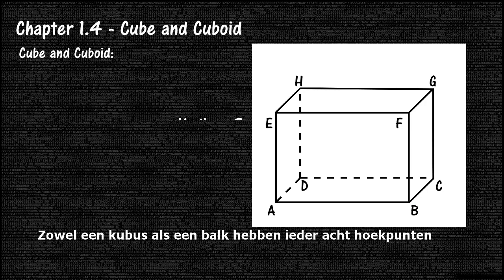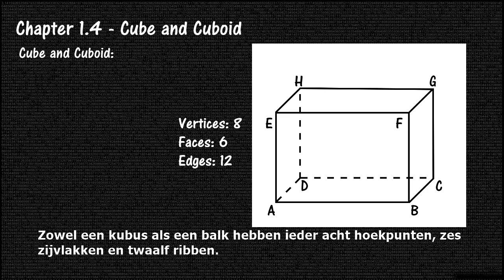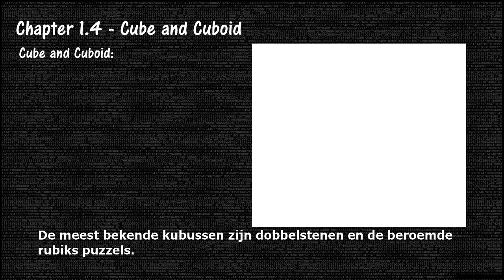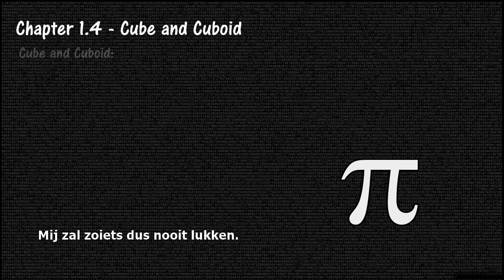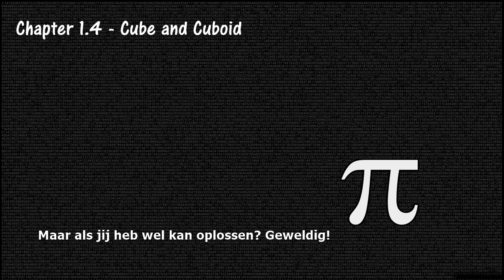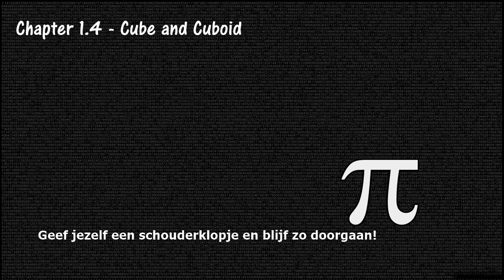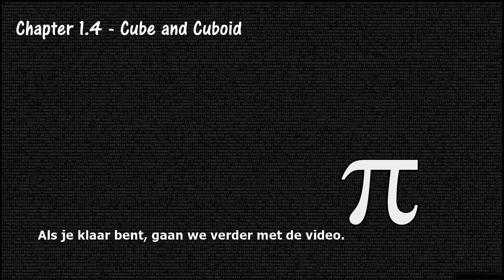Every cube and every cuboid has 8 vertices, 6 faces and 12 edges. Most notable examples of cubes are dice and the famous Rubik's puzzles. The world record for solving a 3x3 Rubik's cube is less than 4 seconds. I am never going to achieve such a thing. But if you can solve such a puzzle, great! Good for you! Pat yourself on the back and keep being awesome. If you're ready, let's continue with this video.